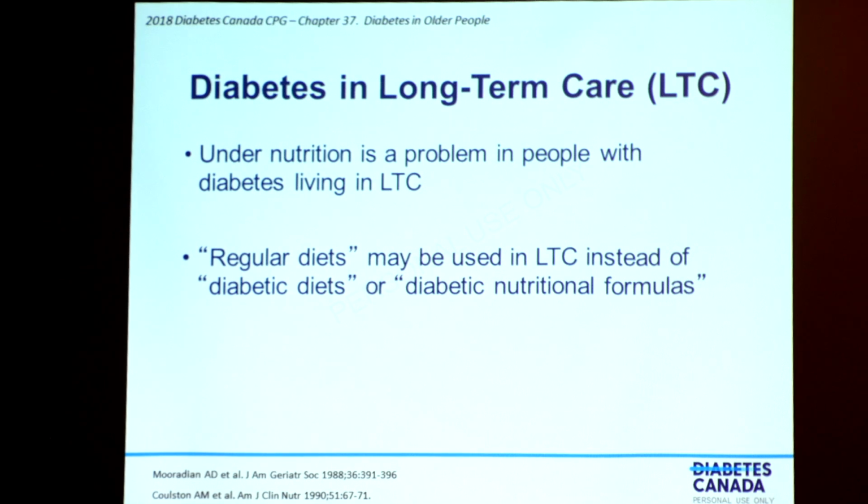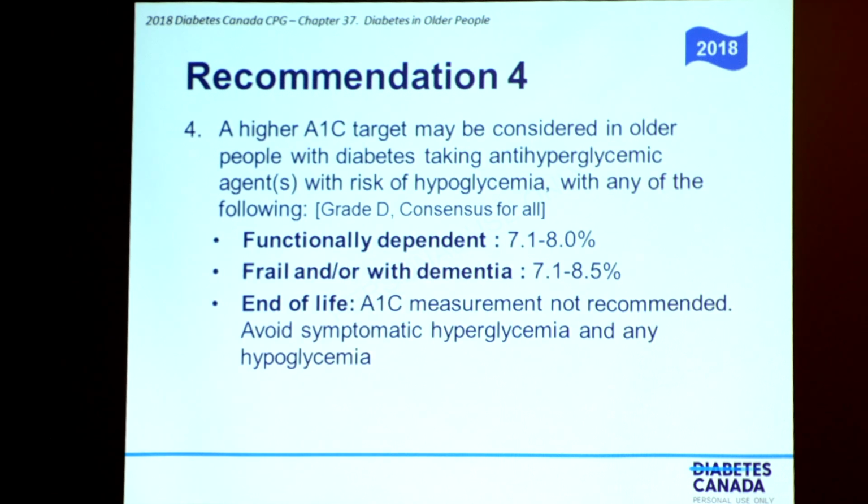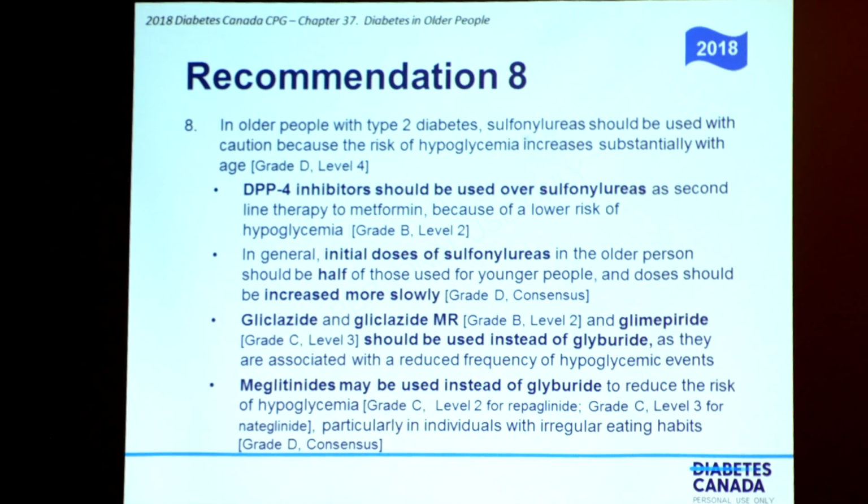One of the other things we have to think about in long-term care, of course, is nutrition, and regular diets can be used. We don't need to talk about diabetic diets. In fact, diabetic diets look more and more like regular diets, healthy diets, that sort of diet you read about in your folders there. The blood pressure targets have to be individualized, particularly to avoid postural hypotension and risk of falling. Again, just summarizing the A1C goals, the determinant of competence.